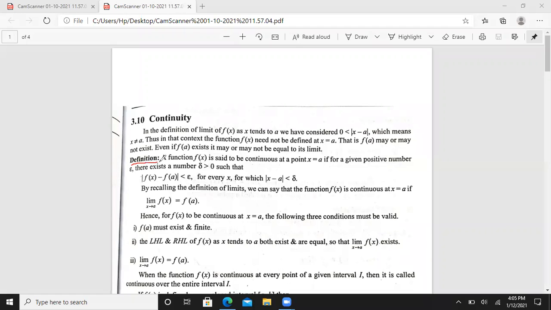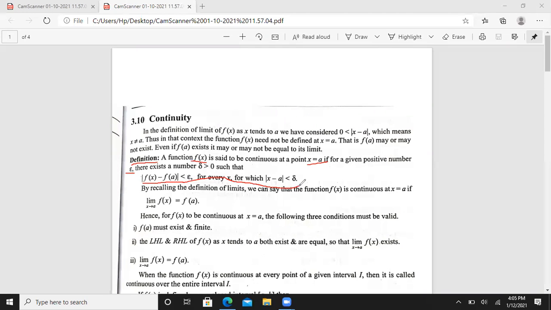Your definition of continuity: a function f of x is said to be continuous at the point x equal to a if for a given positive number epsilon, there exists a delta greater than 0 such that mod of f of x minus f of a is less than epsilon for every x for which mod of x minus a is less than delta. You remember this definition?